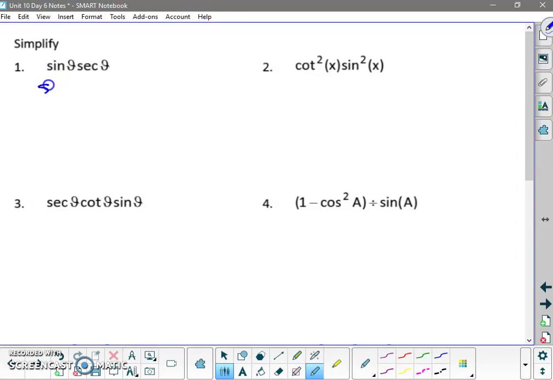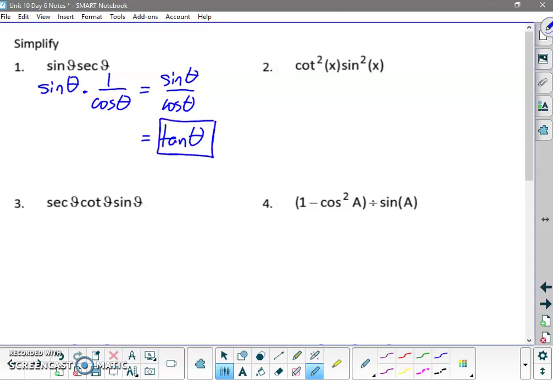Sine theta, that's not going to change, so that's just going to stay sine theta. Secant, if you remember, is 1 over cosine. So I'm going to change this to 1 over cosine. Now I'm going to be multiplying these two fractions. So what does this get me? Well, this gets me sine theta over cosine theta, which we can substitute with a single trig function, and that is tangent theta. And we've simplified it from the original to a tangent theta, and we're going to stop there.